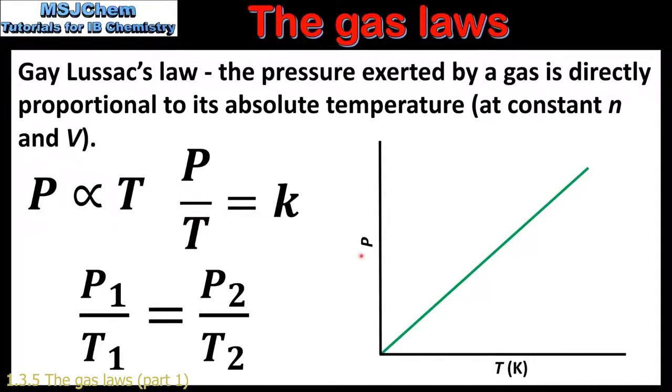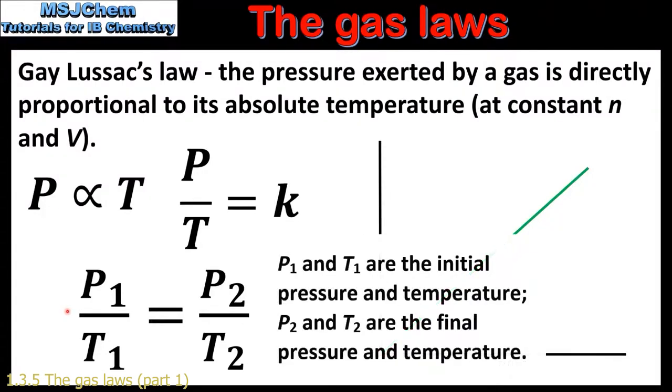K. On the right, we have a graph of pressure against absolute temperature in Kelvin. From the graph, we can see that pressure is directly proportional to temperature in Kelvin. Gay-Lussac's law can also be represented as P1 over T1 is equal to P2 over T2.